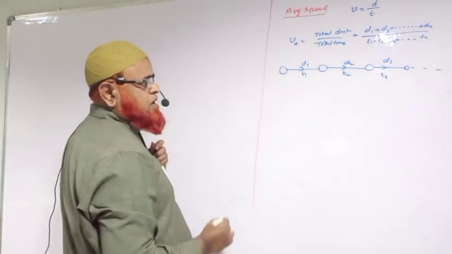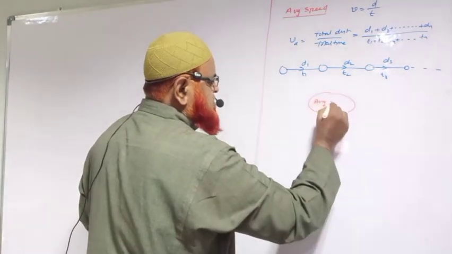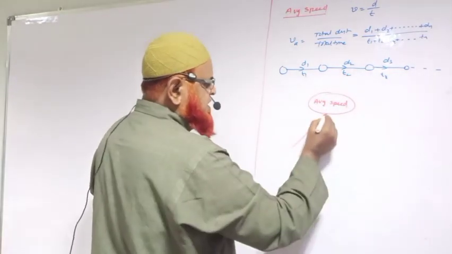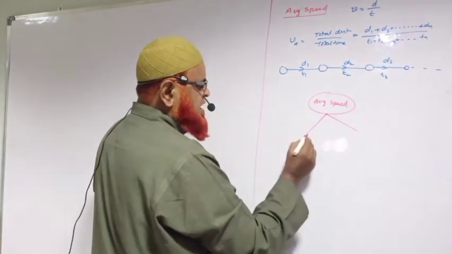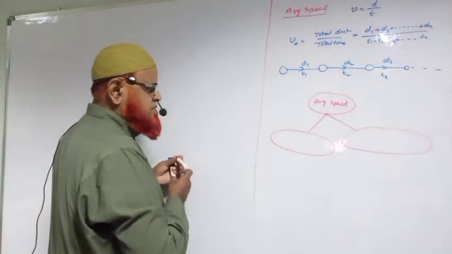But now, how many types of average speeds are there? That is a big question for us. So this is the first average speed. Here, there are two types of average speeds. We shall discuss the two types of average speeds in detail.